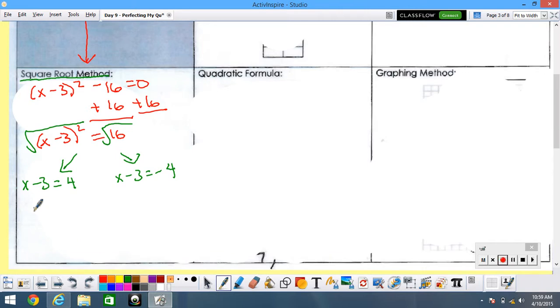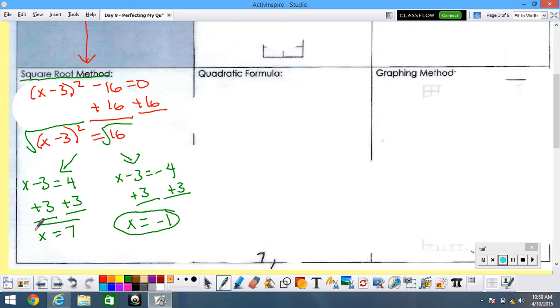Alright, so here we go. I'm going to add 3 over here, and that's going to give me x equals 7. And I'm going to add 3 over here, and that's going to give me x equals negative 1. Now I've got my solutions. I do want you to try it another way.